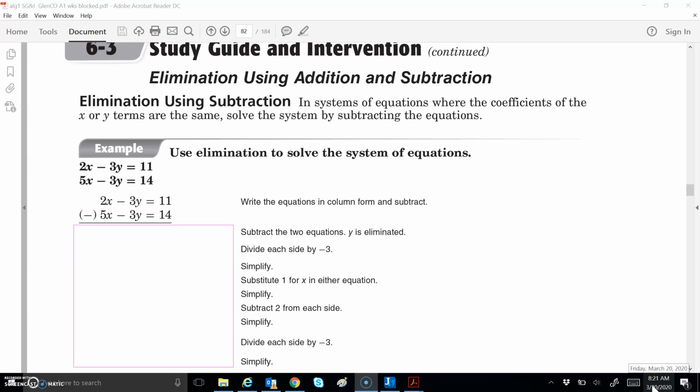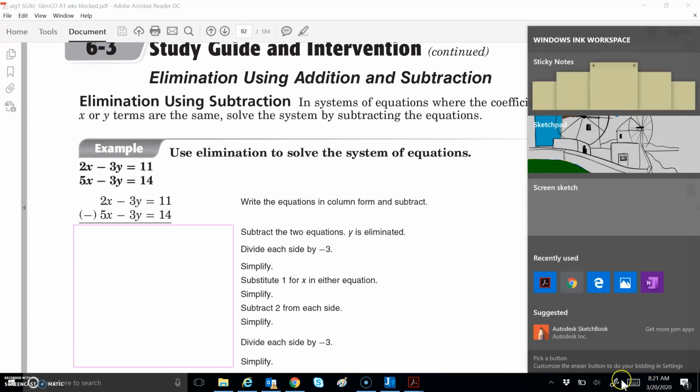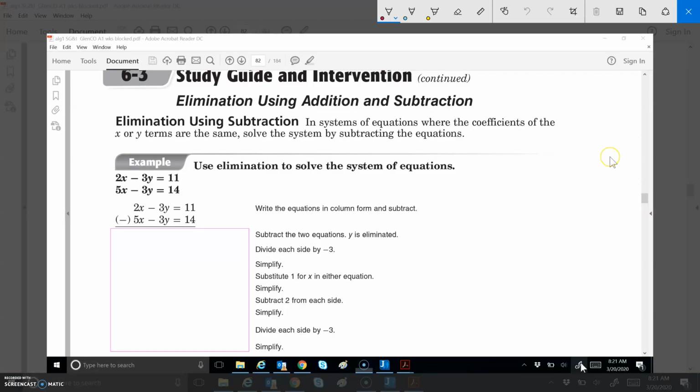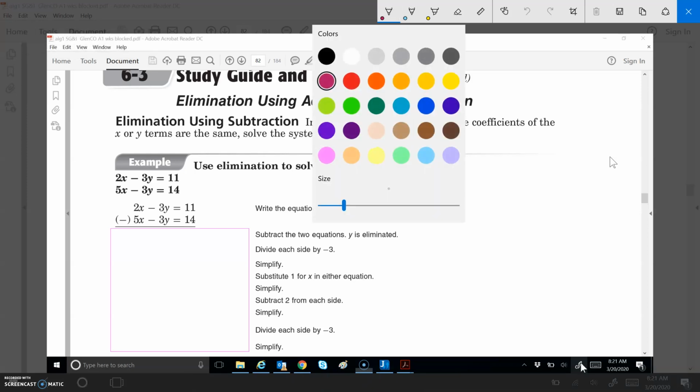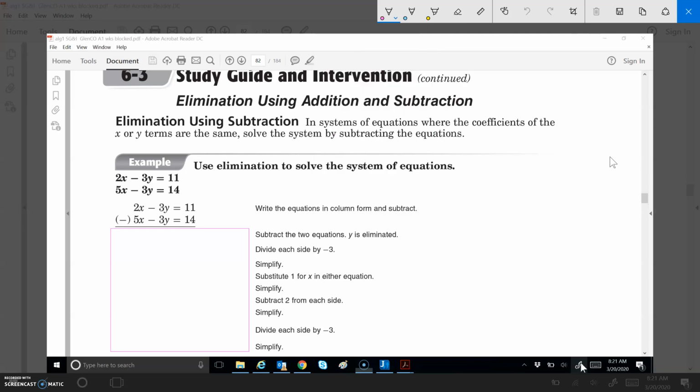Alright, elimination using subtraction. So what we're going to do is same thing we did on the other side, only now we have the same sign instead of opposite signs. One needs to be positive, one needs to be negative. If you notice here, both positives, negative, negative, but -3, -3. Well, to get rid of one of these, one needs to be positive, one needs to be negative. So what I do is I just make one of these negative or opposite signs.